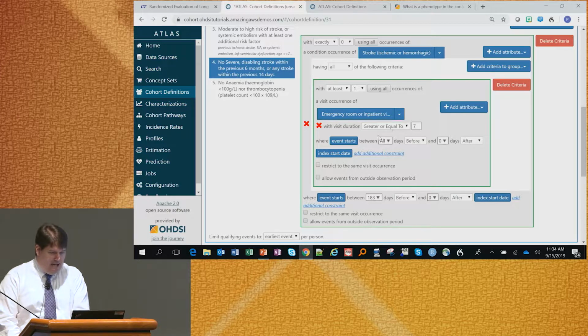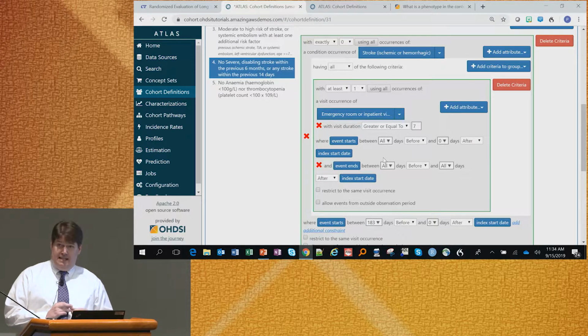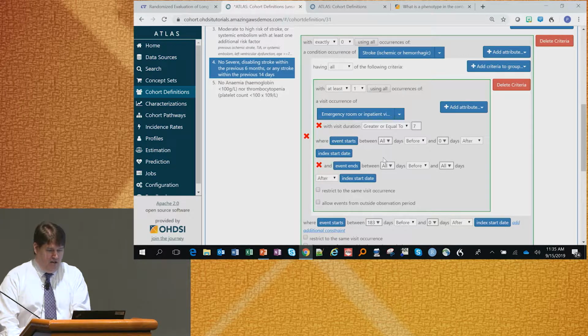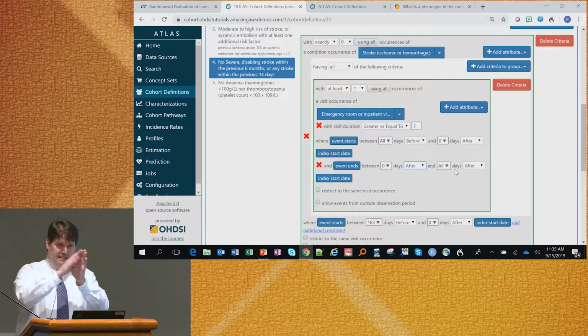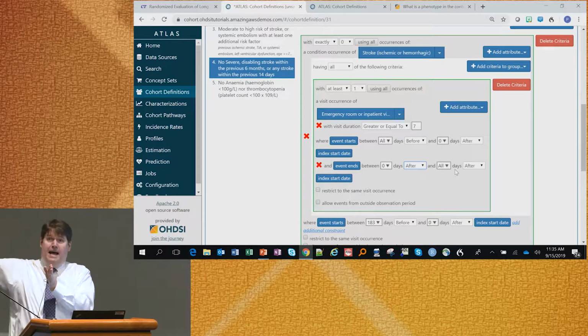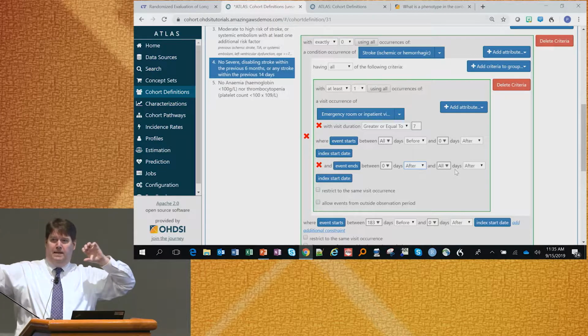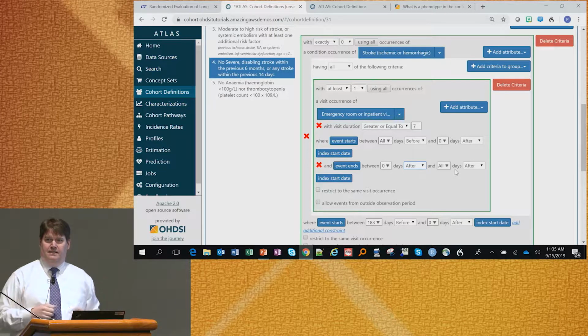And then we're going to click this add additional constraint. And now we're going to say, and the visit ends between 0 days after and all days after. So we're basically saying the time window that we're going to look for the visit to end is from the stroke anytime after. That is what sets up that little bar being on either side of the stroke.